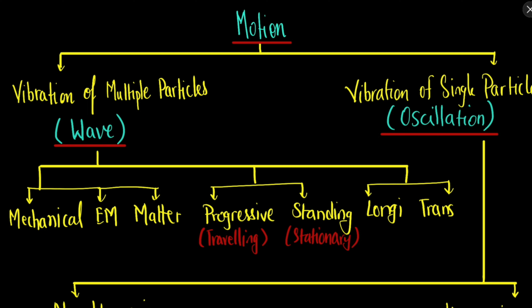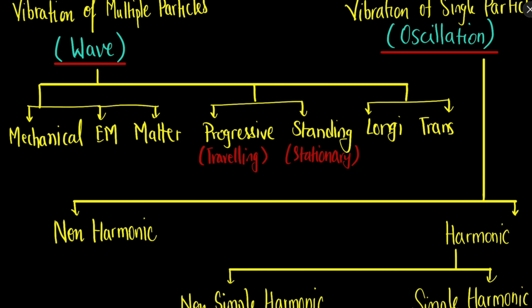If there are multiple particles which are vibrating, then we call that motion a wave. And if there is a single particle that is vibrating, then we call that motion oscillation. There are various ways of classifying a wave. For example, waves can be mechanical, electromagnetic, or matter waves. Then waves can be progressive or standing waves. Waves can also be longitudinal or transverse.